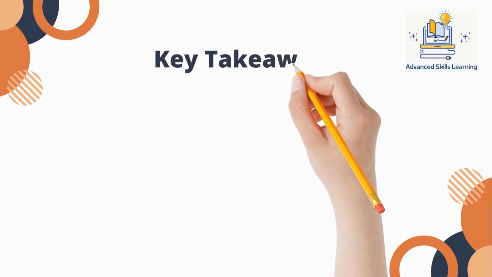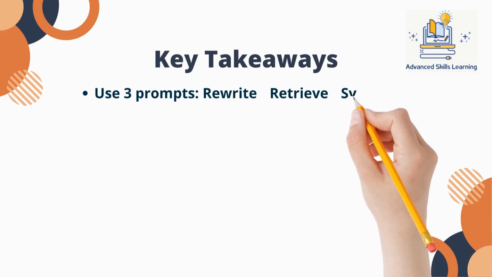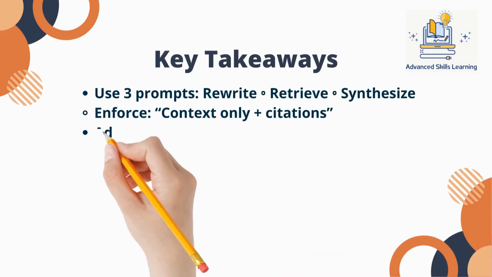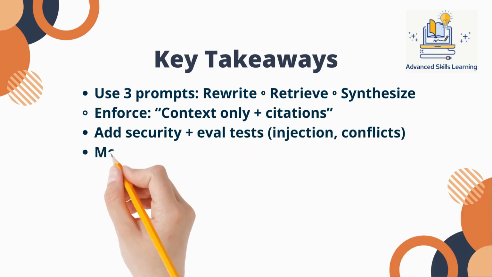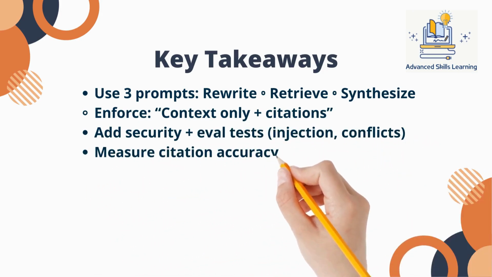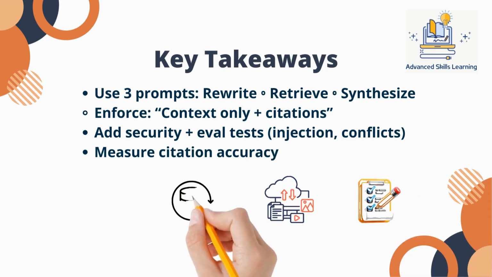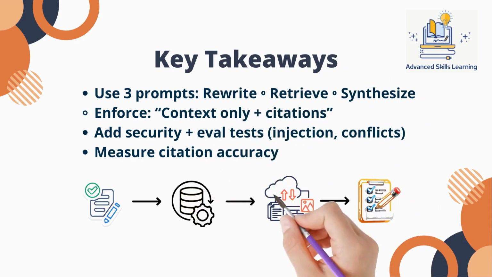Key takeaways. First, use 3 prompts: rewrite, retrieval instruction, and synthesis. Second, enforce context only plus citations, and allow a clean, not found, response with a follow-up question. Third, treat retrieved content as untrusted input and defend against injection. And fourth, measure groundedness and citation accuracy so improvements are real, not subjective.